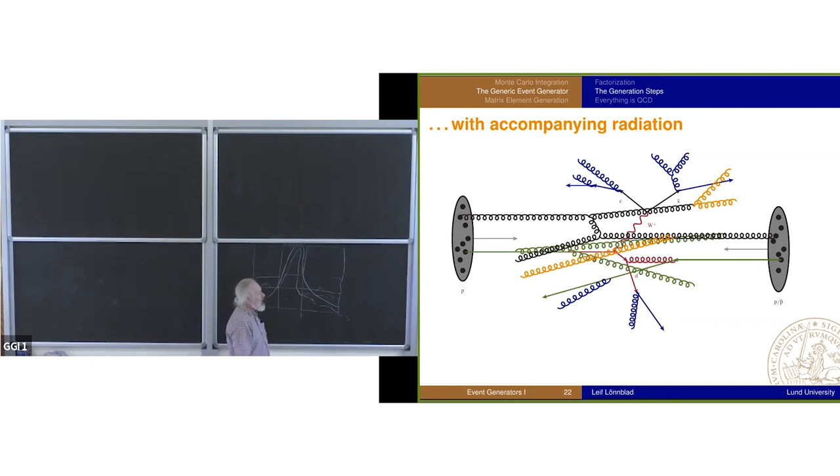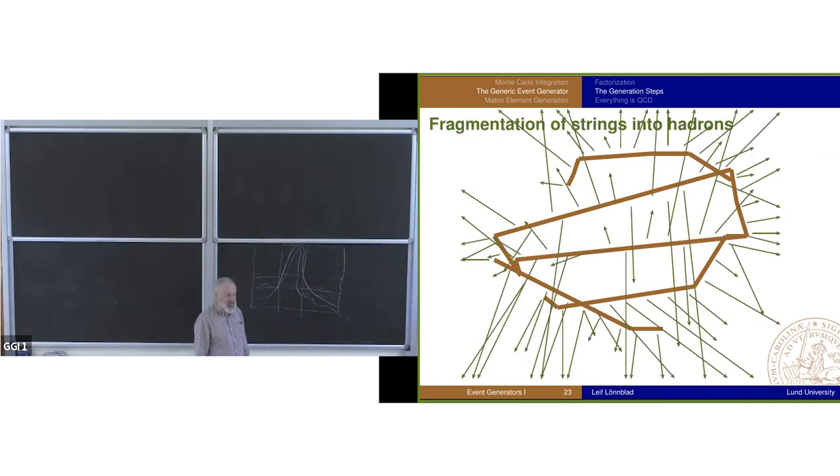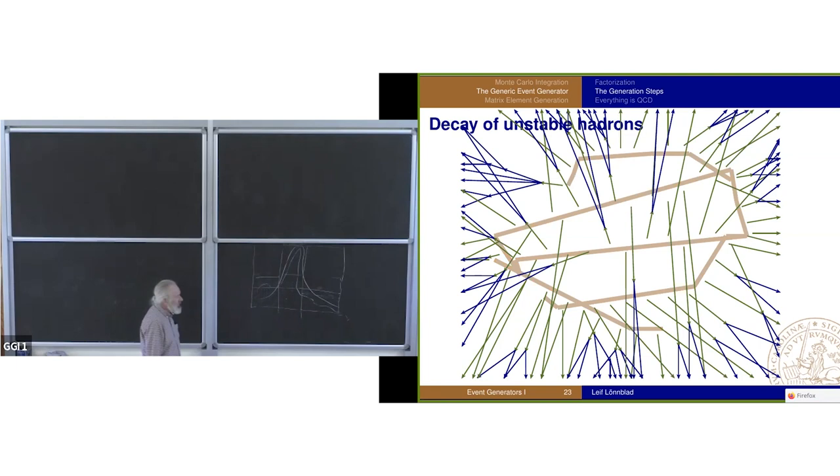And as these evolve in time, if you're from Lund, you would say that the color fields between them are squeezed into tubes that we call strings. And you get Lund strings connecting all the partons that go out. And these strings will start to break in a way that creates hadrons. And some of these hadrons will actually be unstable states that will decay until you hit the detector. Now it turns out that each of these steps are not easy, but fairly easy to handle.